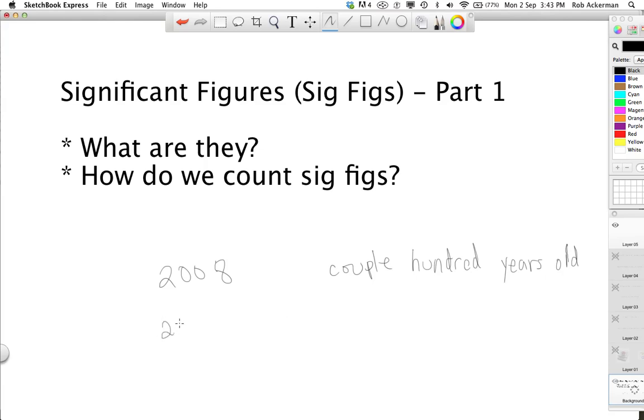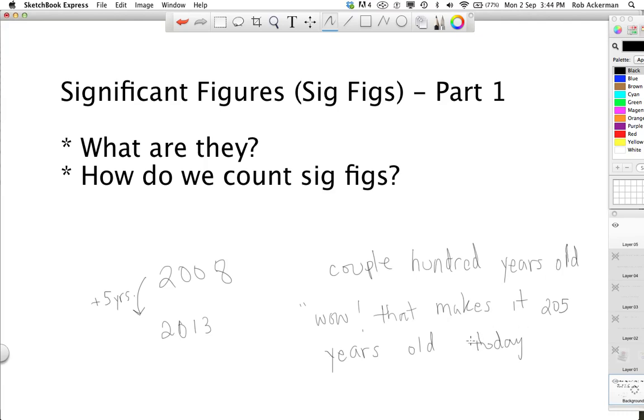Now, of course, right now it is 2013, so it's plus 5 years. So imagine that you took this painting to your friend and showed it to him. And you said, hey, I got this painting that I found 5 years ago. I took it to an art dealer. He said it was a couple hundred years old. Now, if your friend said something like, wow, that makes it 205 years old today, what would you say?